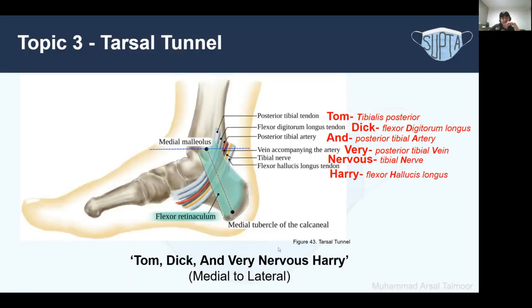So Tom, Dick, and Very Nervous Harry stands for tibialis posterior, the most medial. Then you've got the flexor digitorum longus. So remember, that's one of the compartments of the leg muscles. And you've got the posterior tibial artery, the posterior tibial vein, and then you've got the nerve, and then you've got the flexor hallucis longus. Tom, Dick, and Very Nervous Harry. So that's something to keep in mind for exams.